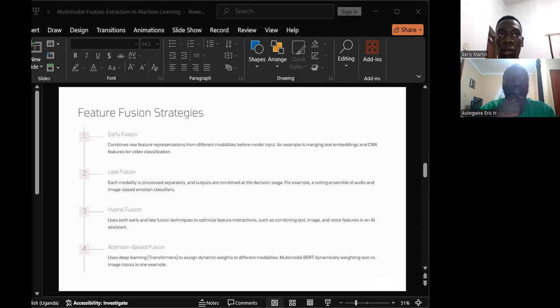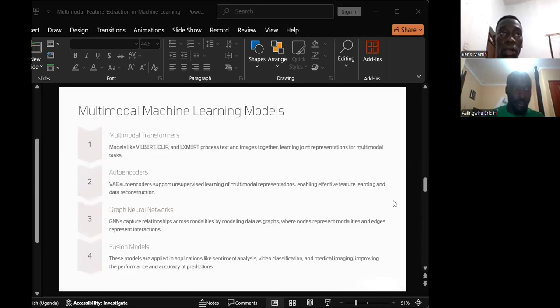So those are the different strategies that can be used to combine the different modalities to come up with a single learning machine model. So with that, let me call upon my group mates to take us through the multimodal machine learning models.